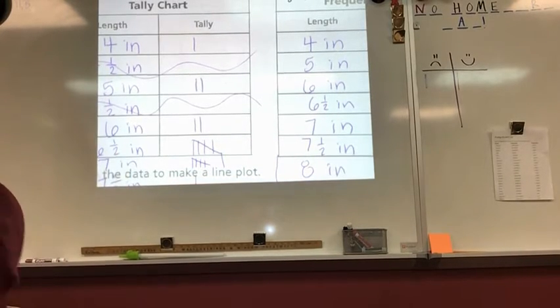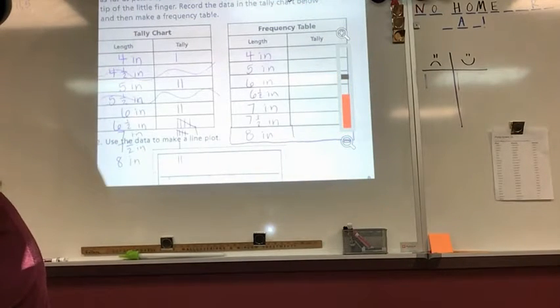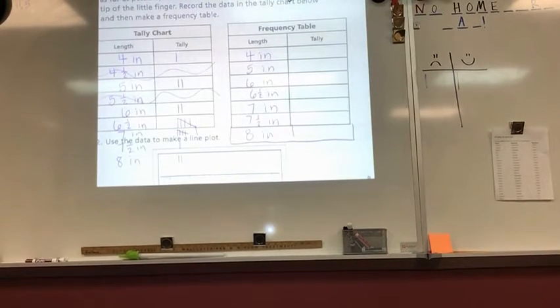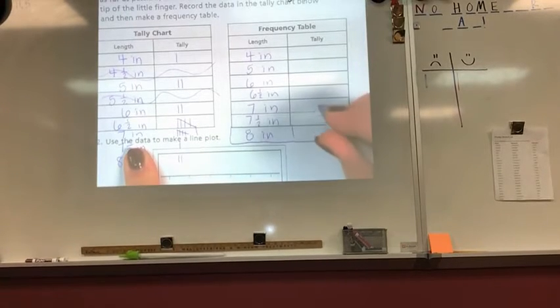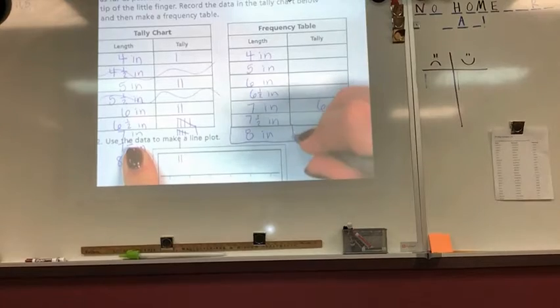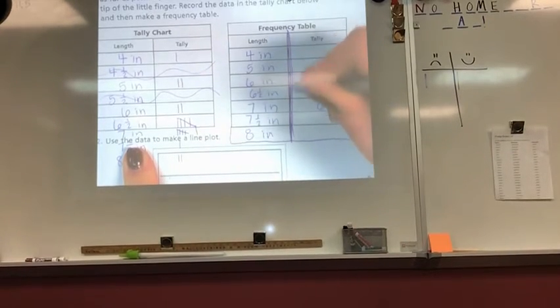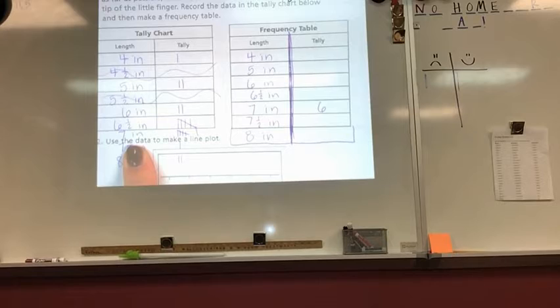Now this is where I need your help. Based on the information from our tally chart, we are going to transfer it over. So like, I know that there were 6 friends whose hand span was 7 inches. So on the frequency table, I would just write the number 6 instead of 6 tallies. Right? Because in frequency tables, we just use numbers.